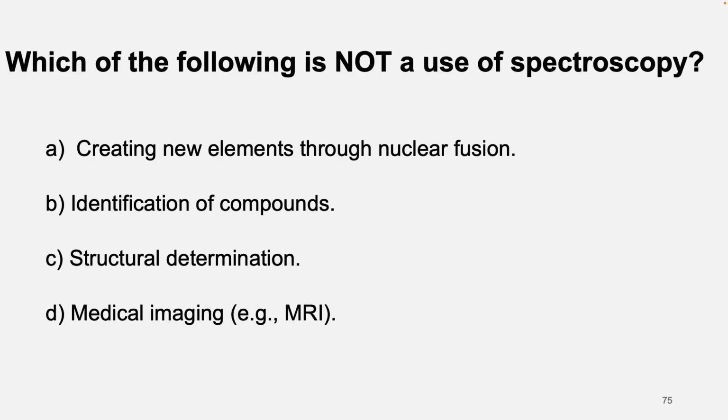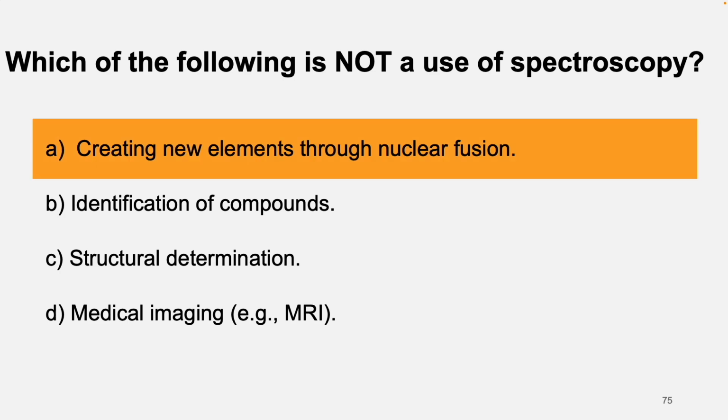So before we finish today's lecture, let's do a last question. Which of the following is not a use of spectroscopy? Creating new elements through nuclear fission, identification of compounds, structural determination, medical imaging. The correct answer is creating new elements through nuclear fission. Spectroscopy reveals, it doesn't create anything.